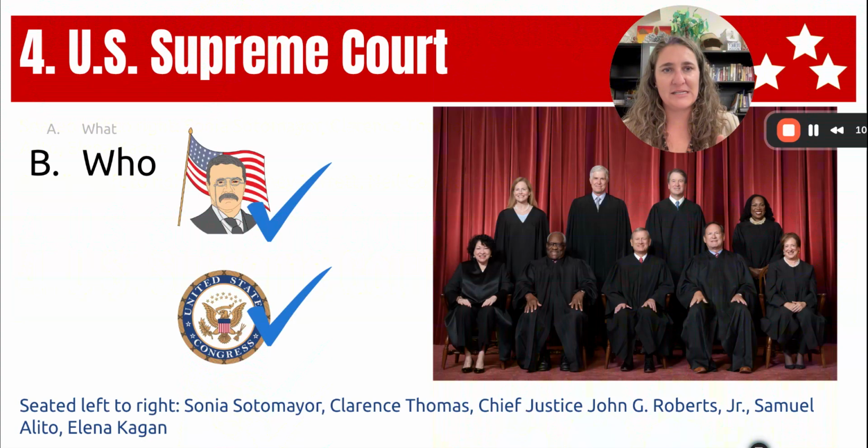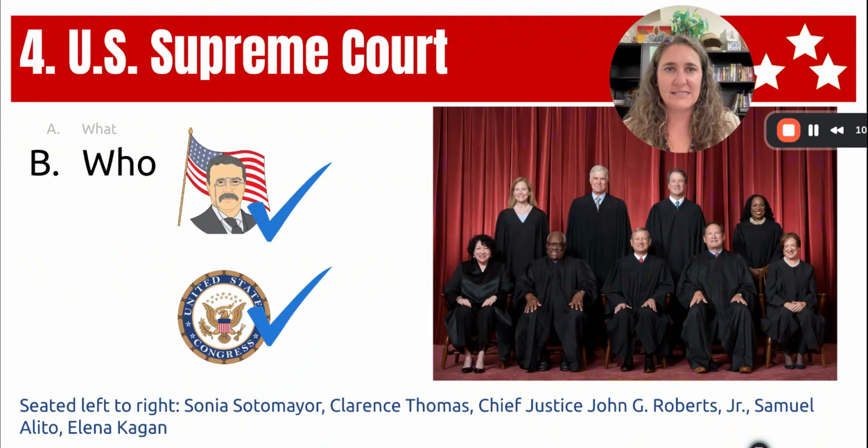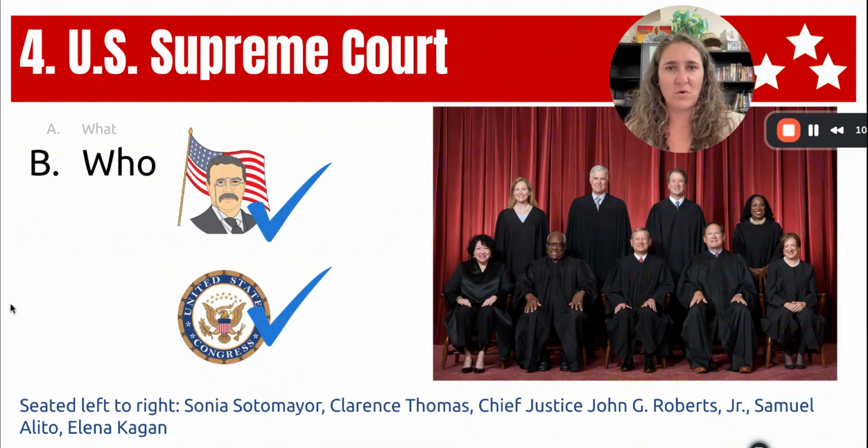Those 4 justices standing in the back row are the most recently appointed justices. From left to right, Justice Amy Coney Barrett, Justice Neil Gorsuch, and Justice Brett Kavanaugh. Those 3 were all appointed by President Trump in his first term. The one on the far right, standing up, is Associate Justice Ketanji Brown Jackson. She was appointed by President Biden, so she's the most recently appointed Supreme Court justice. The Chief Justice is right here in the middle.